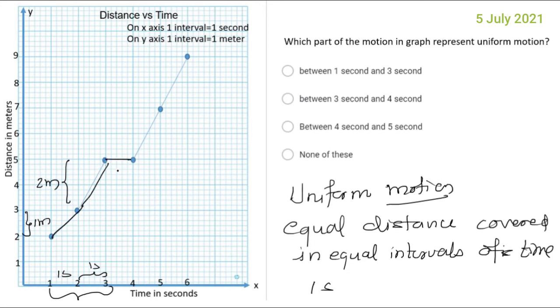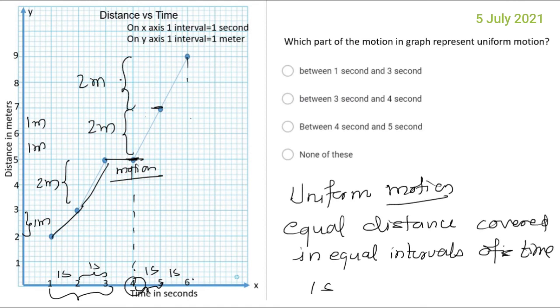Now from here to here there is no motion at all. Okay, it is at rest. But from here to here, that is from 4th second to 6th second, you see, for 1 second from 4 to 5, how much distance covered? From here to here it will be 2 meter distance. That is 1 meter here and 1 meter will be here. Again for the next 1 second, how much is the distance covered? 2 meter distance. That is, this is 1 meter and this will be another 1 meter.